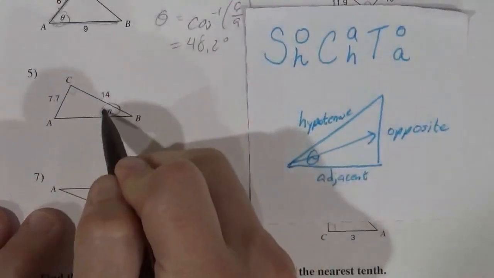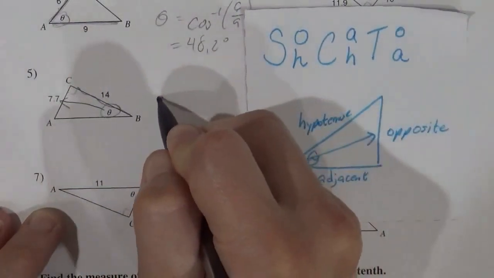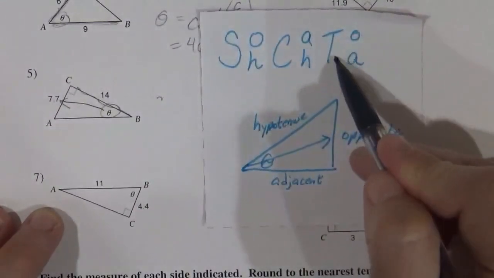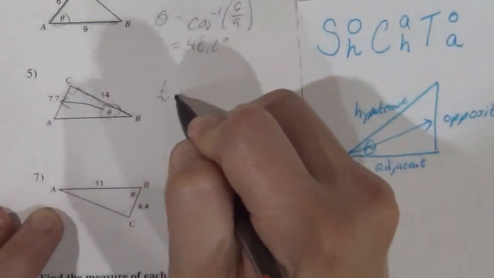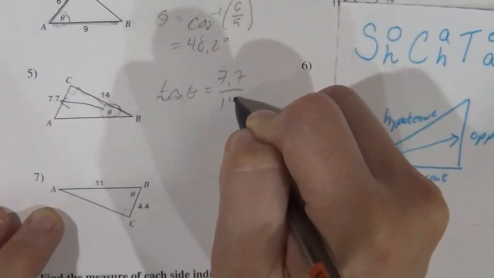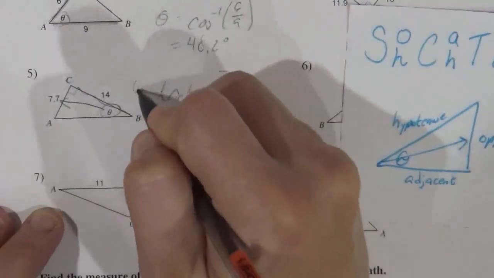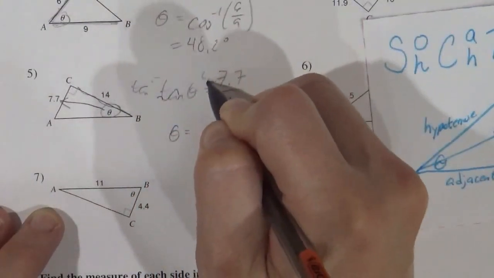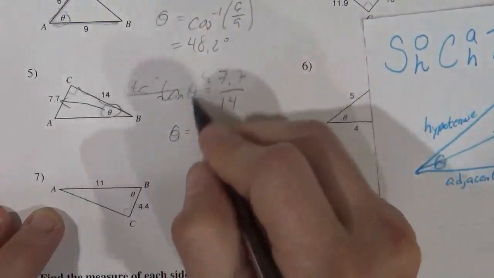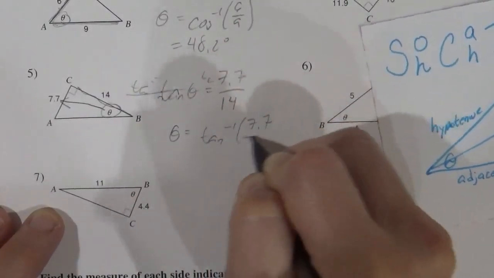Here, my angle, this is the leg that's opposite, this is the leg that's adjacent. So opposite and adjacent is tangent. So the tangent of my angle equals 7.7 over 14. To undo the tangent, I take the inverse tangent of both sides, and that'll undo that. And so my angle will be the inverse tangent of 7.7 divided by 14.